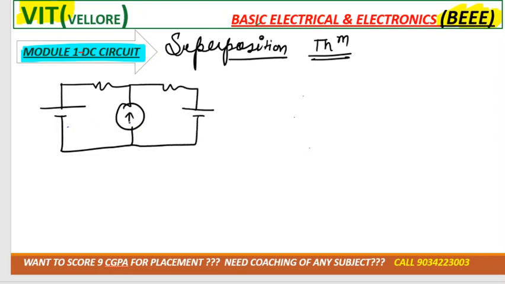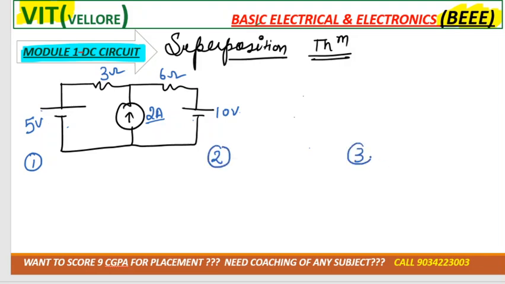In this case, tell me how many sources are there? There are three sources. Two are voltage sources, 5 volt and 10 volt, right? And 2 ampere is the current source. So if there are three sources, this question will be solved in three different steps: step number 1, step number 2 and step number 3.